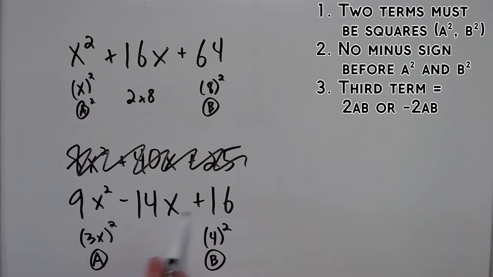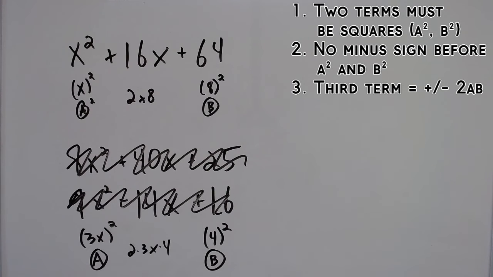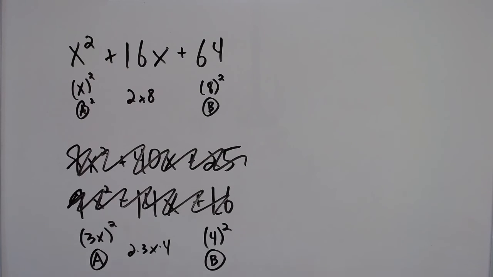We've got a positive sign on both, so that's good. And is this middle term 2 times a times b, plus or minus, right? So 2 times a times b, 2 times 3 times 4, that's 24, that is not 14. So this is not a trinomial square. So you get out of here too. All right, let's clean this off and factor some trinomial squares.